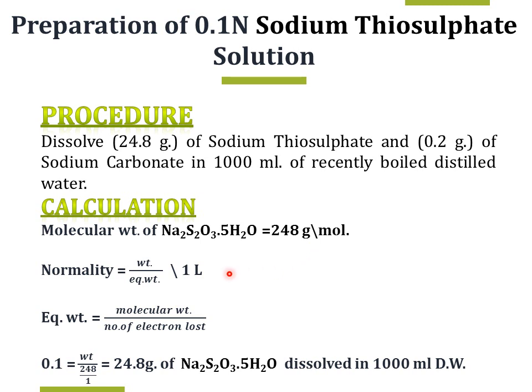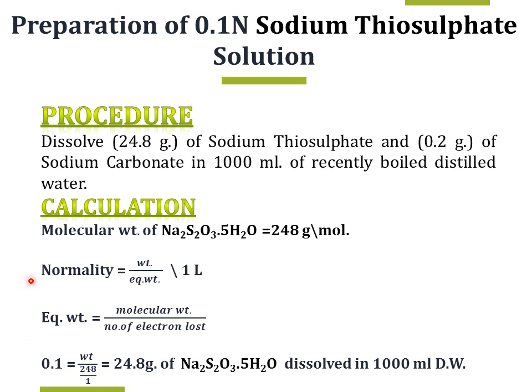To calculate the weight of sodium thiosulfate, use normality equal to weight divided by equivalent weight per 1 liter of solution. Sodium thiosulfate is a reducing agent, so it is oxidized. A number of electrons lost in the redox reaction equal to 1. Equivalent weight equal to molecular weight divided by number of electron lost.